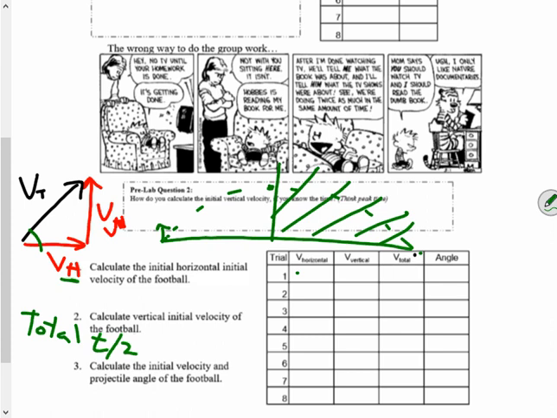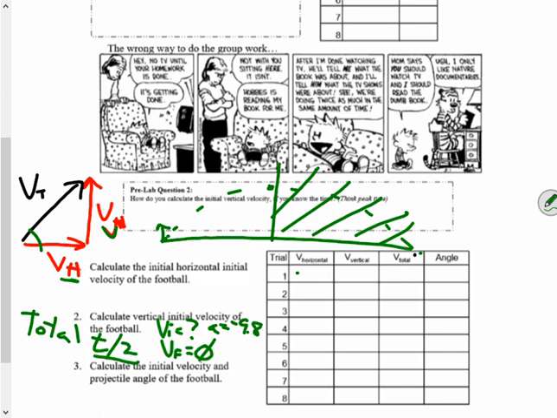What's my velocity at the peak? 0, right? So VI is what we're looking for. VF, which is at the peak, is 0. Acceleration is always what? Negative 9.8. And T, we just said, is going to be half the total time. That will figure out the initial vertical velocity.